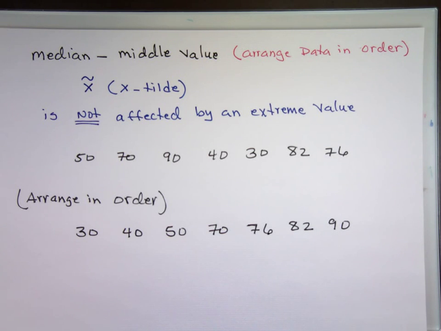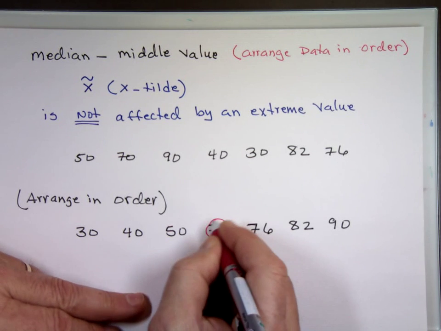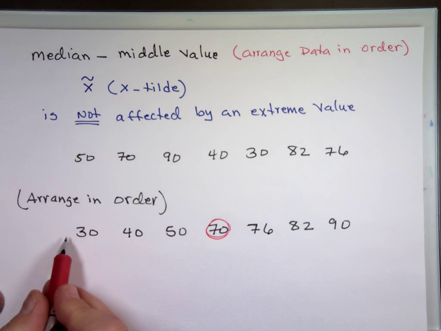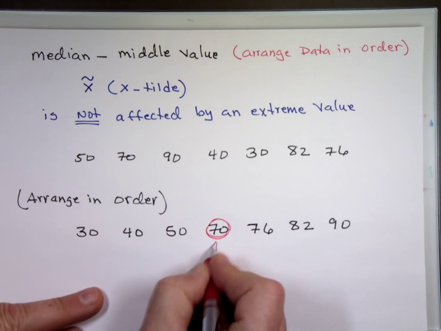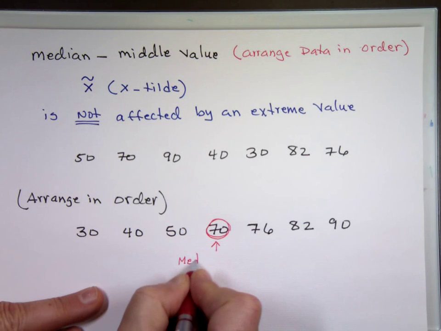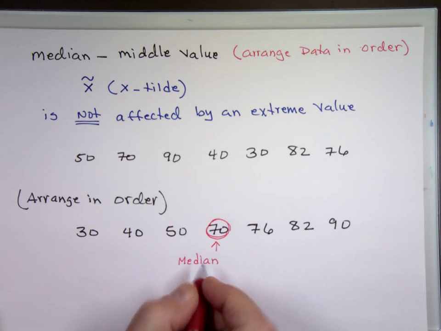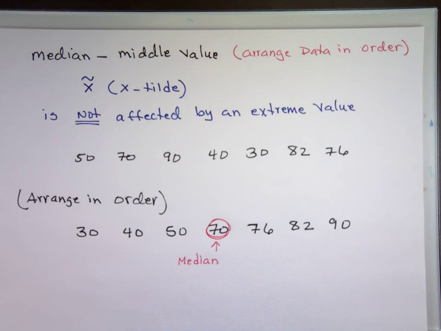The number that's smack in the middle. Isn't that this one? How many values to the left of it? 3, and how many to the right of it? 3. That's my median. I know what you're thinking. What about if you have even numbers? We'll come back to it.